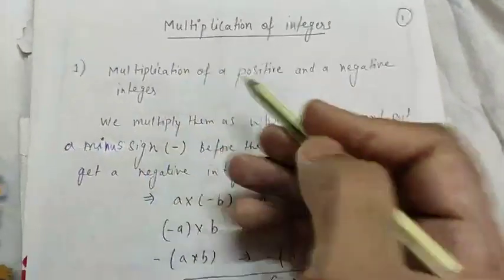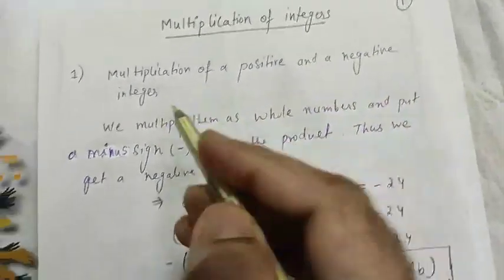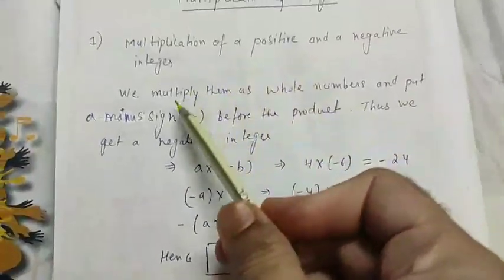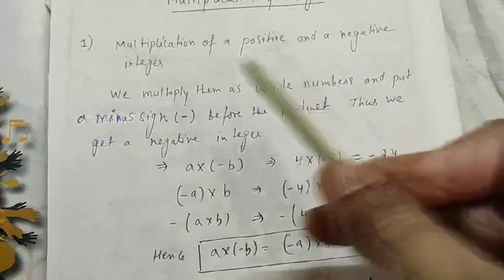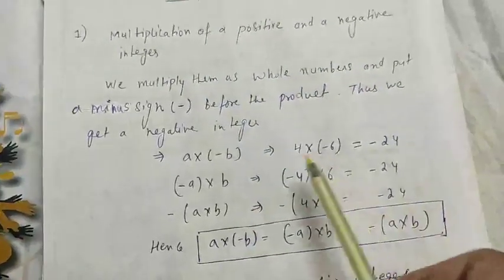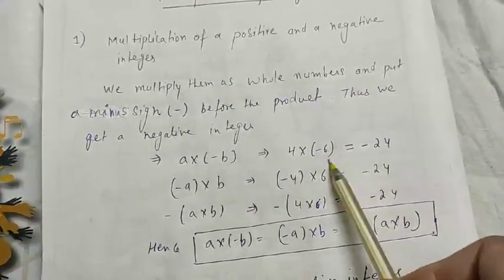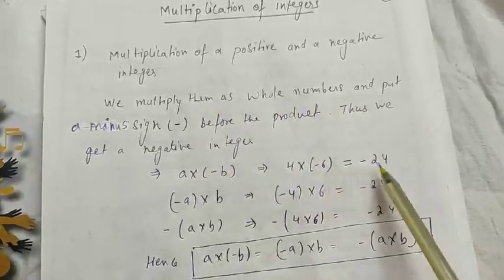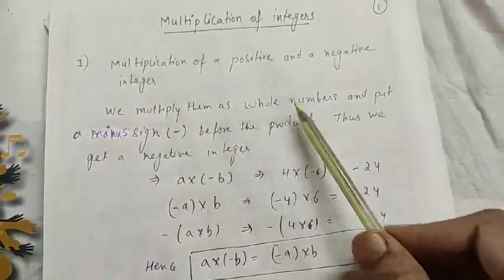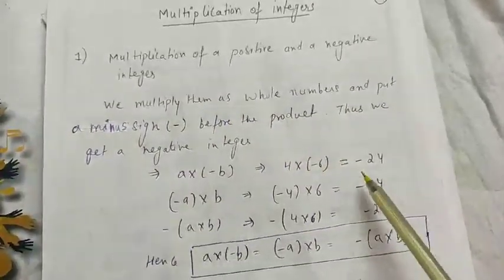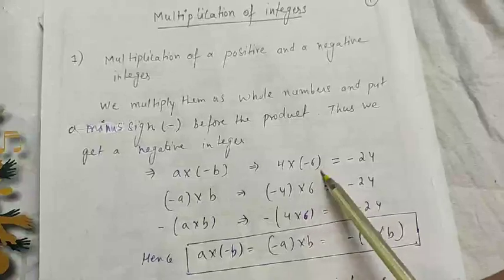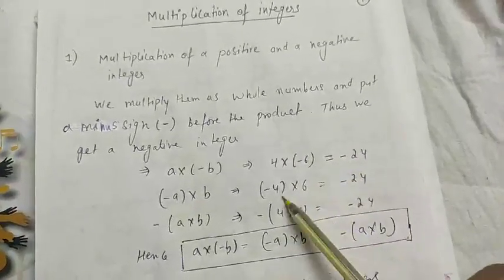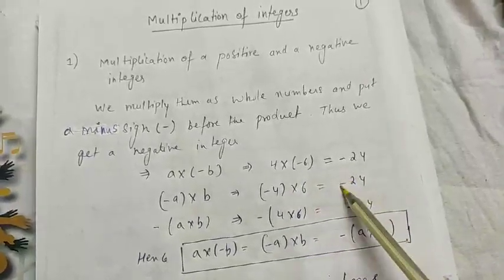So the multiplication of a positive and a negative integer. What is the rule? First we read it out, then I will explain with an example also. We multiply them as whole numbers. If one number is positive and the other is negative, like this one, first is positive and the other is negative, minus 6, what will we do? We multiply them as whole numbers. 4 into 6 will be 24. So we multiply them as whole numbers and put a minus sign. If one is positive and one is negative, we'll multiply them and put a minus sign. Either the first one is negative or the second one is negative, it will not make any difference.